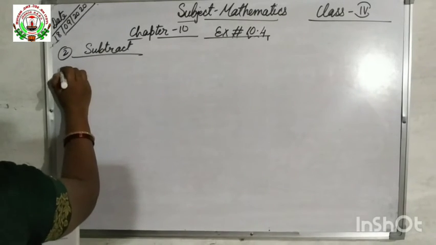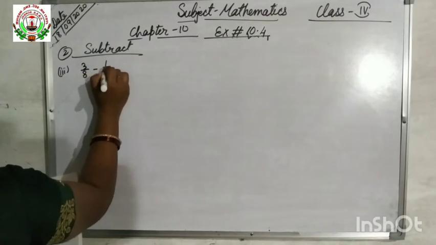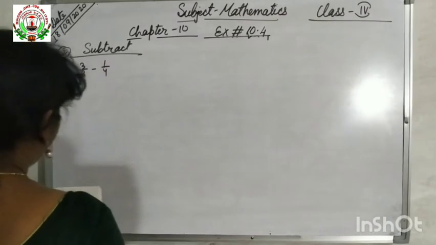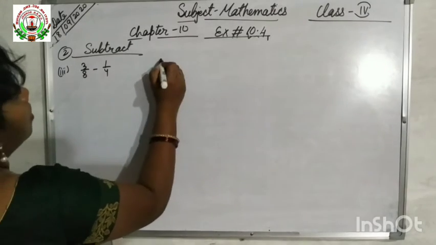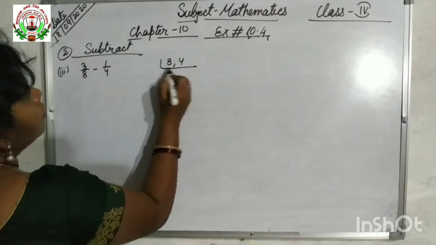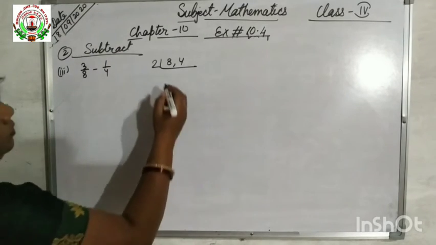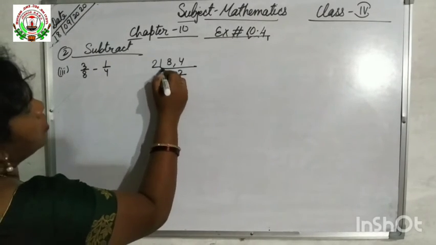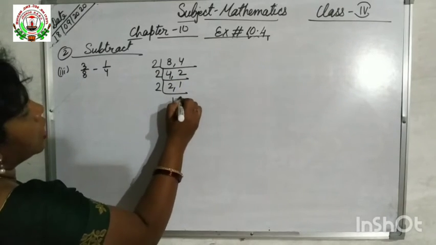Question number 3, that is 3 by 8 minus 1 by 4. Here, unlike fraction again, so first we will find out the LCM of 8 and 4. Both are even number, so we will take 2. 2 4 ja 8, 2 2 ja 4. Then 2 2 ja 4, 2 1 ja 2, 2 1 ja 2.